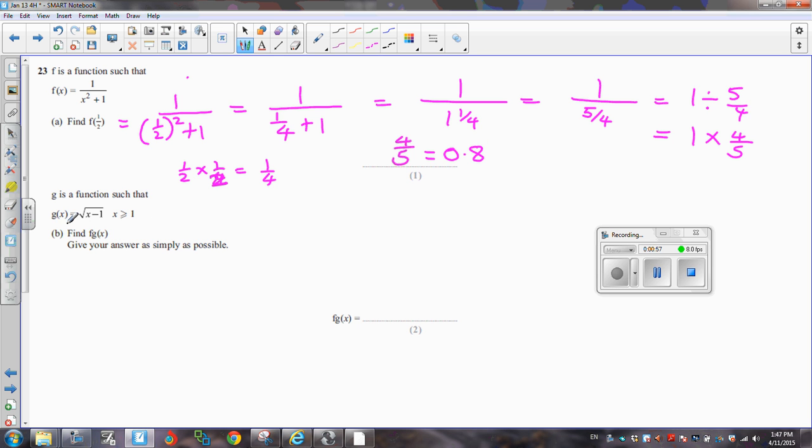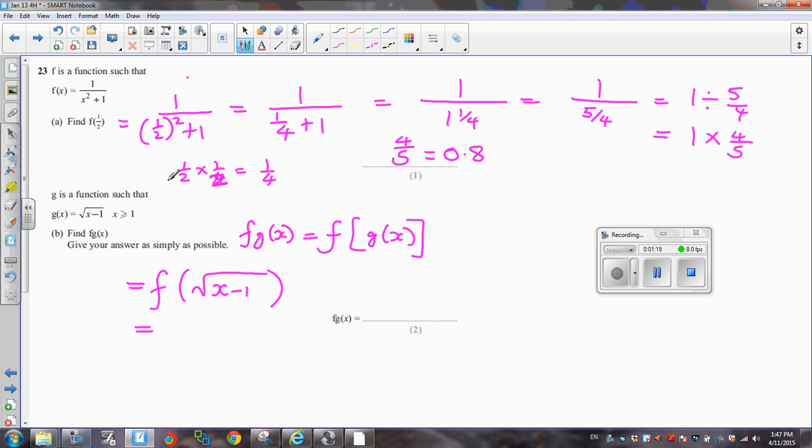Either will do. So we have another function here, and we're asked to find fg of x. Now remember that when we find fg of x, what it means is we don't do anything with the f, but we find out what g of x is first. So g of x, we know, is the square root of x minus 1.